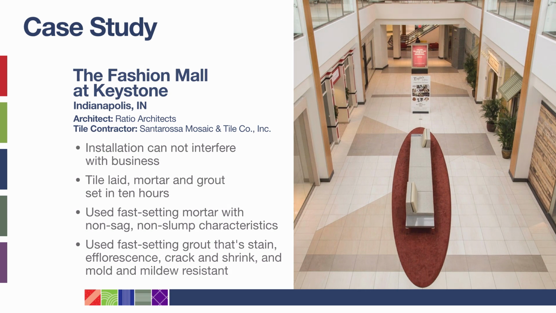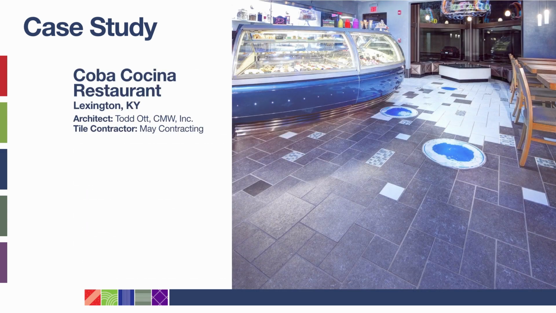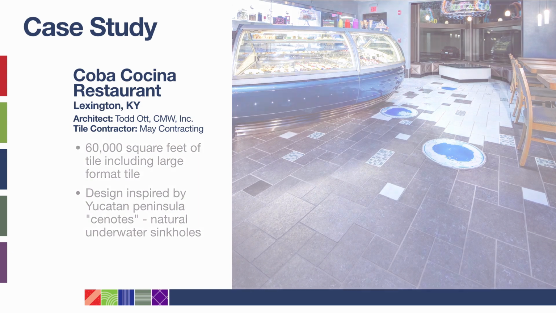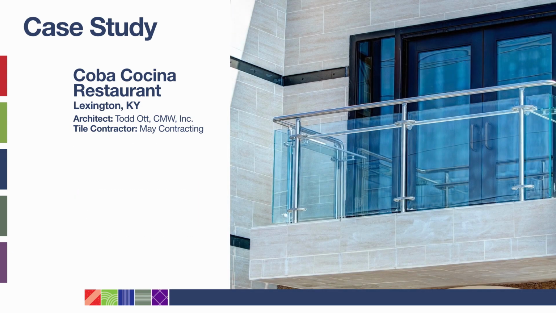a beautiful end result. Coba Casino Restaurant, located in Lexington, Kentucky, relies on large format tile to achieve a very specific aesthetic. The restaurant contains more than 60,000 square feet of glass, porcelain, and ceramic interior and exterior tile in a design inspired by cenotes. Cenotes are natural underwater sinkholes, found most often in the Yucatan Peninsula. Tile, including large format tile, helped the designer achieve that look. Large format tile was used both in the interior and the exterior of the installation.